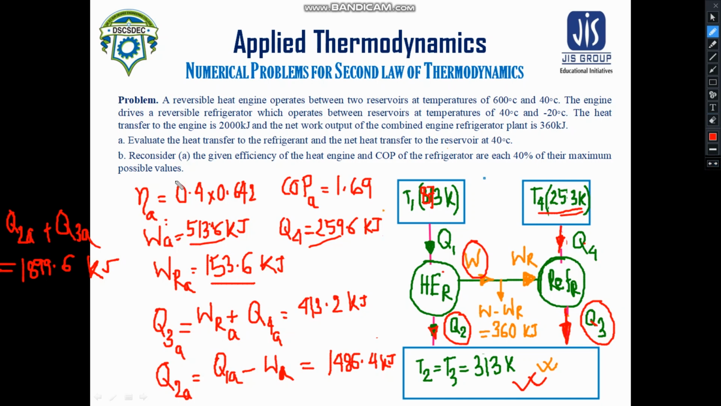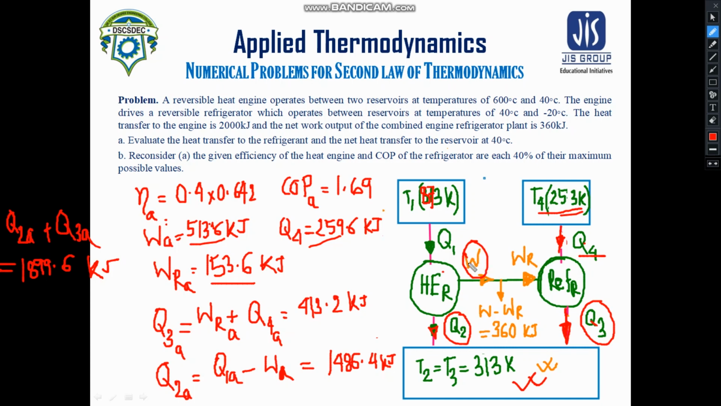Okay, so we have completed the problem. I hope you have understood it. It was a very simple problem. We had to use the simple formulas, but you have to move step by step. Okay, you first need to find out what is the unknown, then you need to find out what are the relationships to find that unknown. Like our initial question was to find this Q3. Now this Q3 can be related simply by Q4 plus WR.